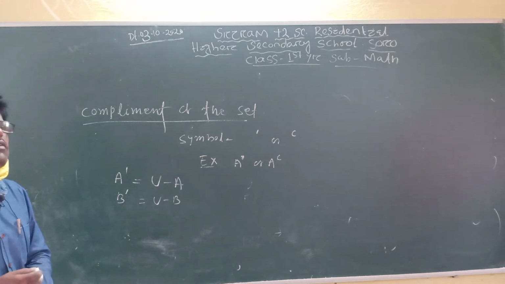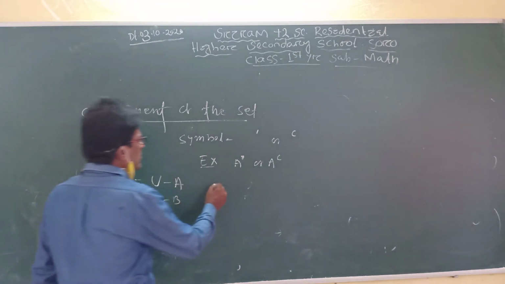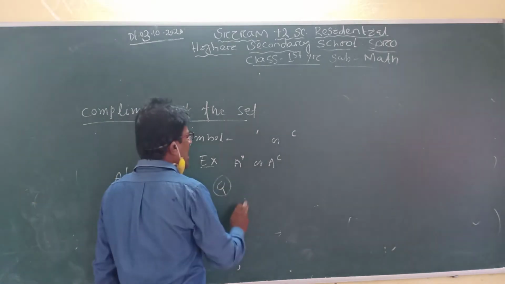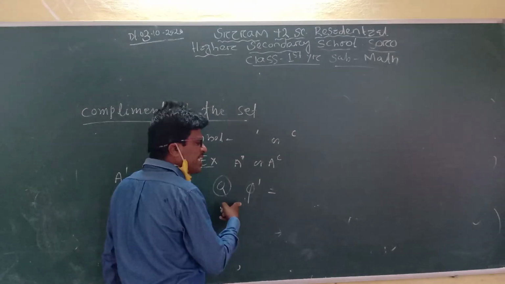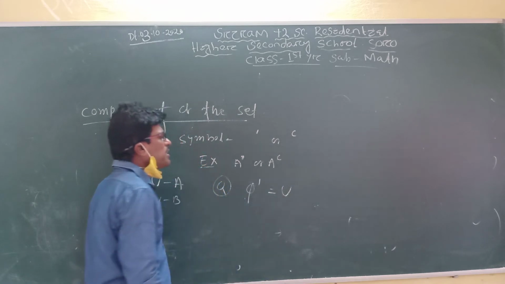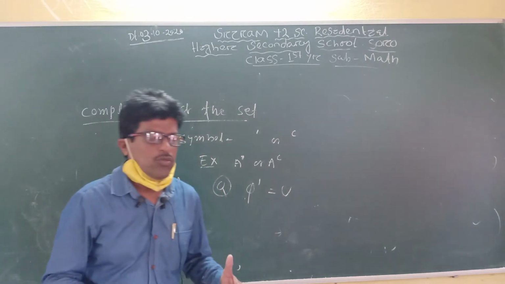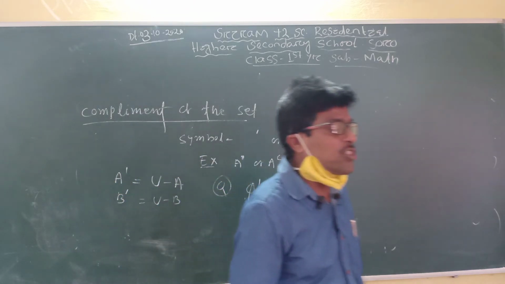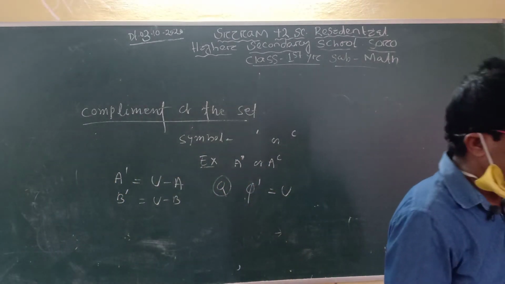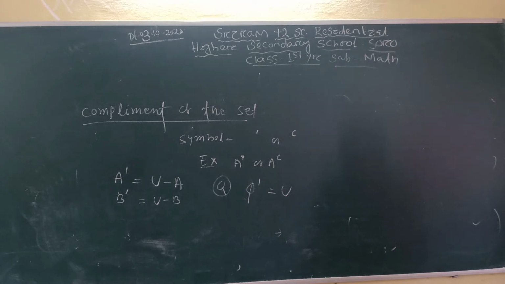Can you say what phi complement is? Question: phi complement is equal to U difference phi. Phi means the empty set, so U difference phi means U itself. So phi complement is equal to the universal set. And you should remember some tricks about it.